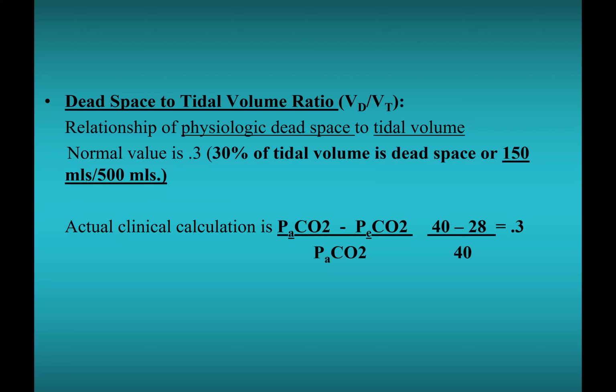If we look at the clinical equation for VD to VT, it is the partial pressure of arterial CO2 minus the partial pressure of exhaled CO2, divided by the partial pressure of arterial CO2. If you use normal values for that, you would come up with the value listed above as 0.3: 40 for the normal arterial CO2 minus the exhaled CO2, divided by the normal value for arterial CO2. That's where those numbers come from.